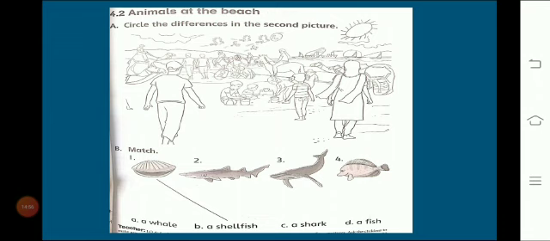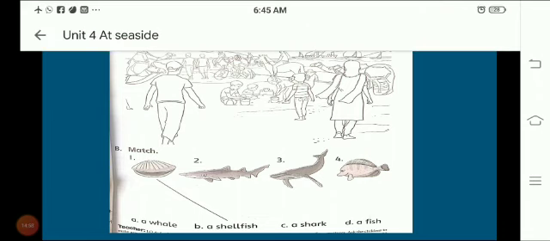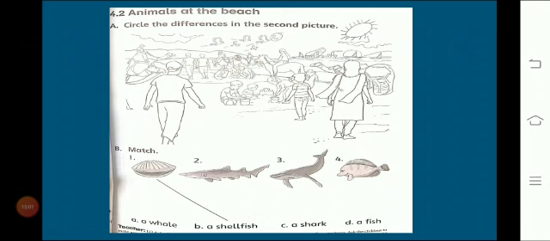Now move towards question number B, my dear students. There are some pictures and you have to match them with their names. First picture is of a shellfish and they have matched it with the option B. Then number 2, 3, 4 and in the second row it's written whale, shellfish, shark, a fish. You have to match which one is a fish, which one is a whale, which one is a shark. Please use a scale to make nice and straight lines. I hope you have done it.